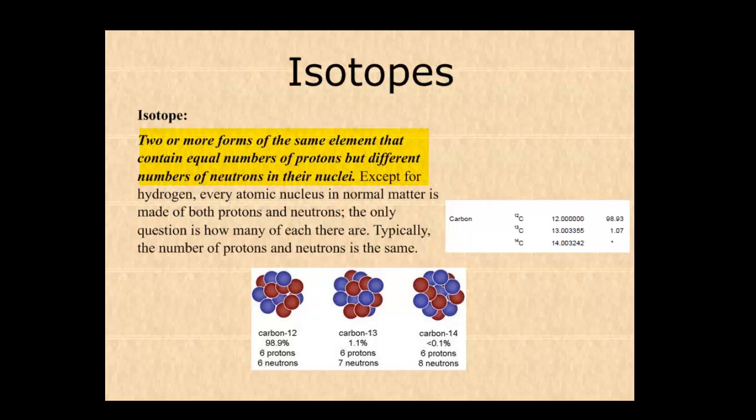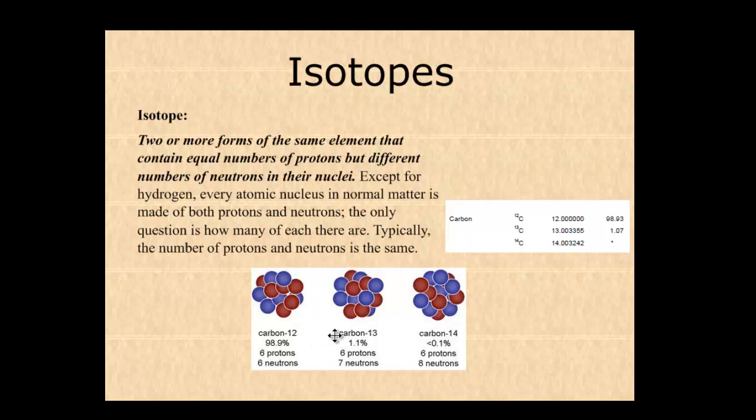Isotopes. When you have two or more forms of the same element, but these forms have different numbers of neutrons than protons, then you have an isotope. Except for hydrogen, every atomic nucleus in normal matter is made up of protons and neutrons. The only question is how many of each there are.